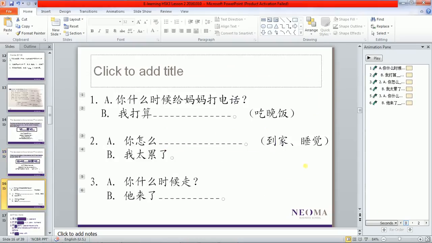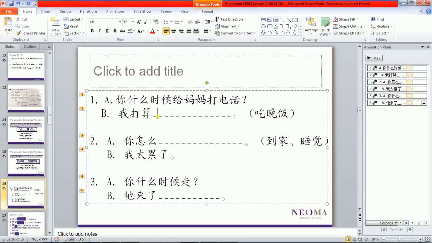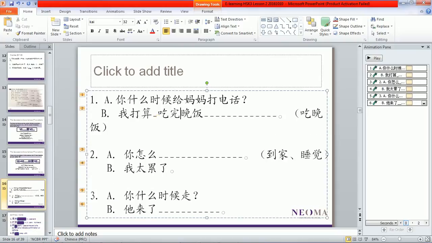Now let me type the answer here. 我打算吃完晚饭. As soon as I finish dinner, I will call mom. 我吃了晚饭, both correct, 就给, verb two, 妈妈打电话。Okay, that's the sentence.